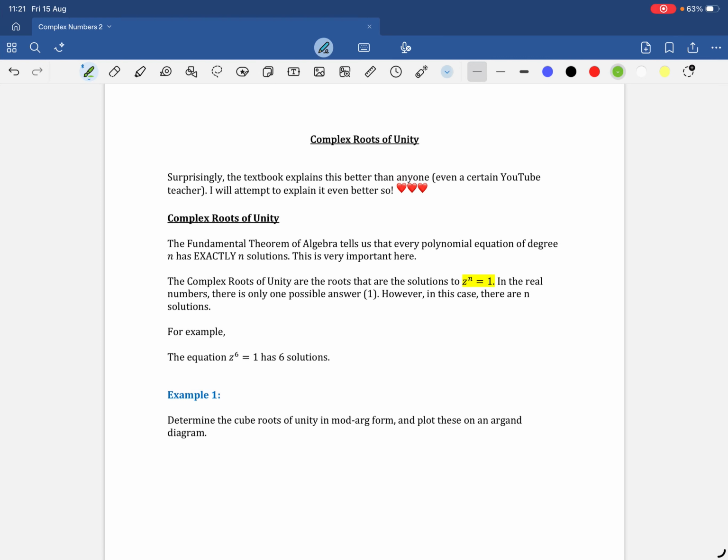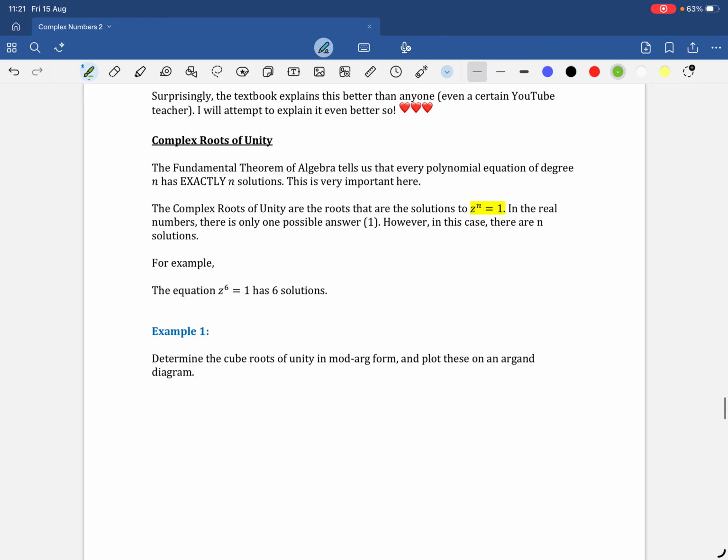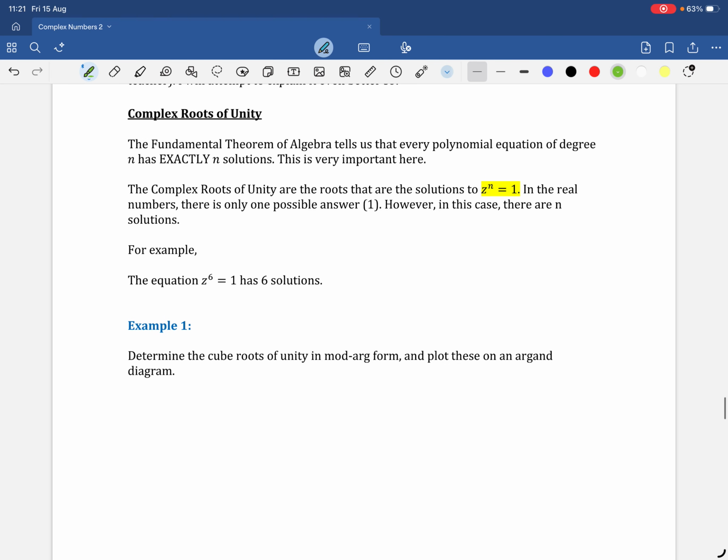Okay, today we're going to have a look at the complex roots of unity. So, the fundamental theorem of algebra tells us that every polynomial of degree n has exactly n solutions. Now, this is very important. So, the complex roots of unity are the roots of the equation z to the power of n is equal to 1. Now, in the real numbers, there's only one possible answer, 1.